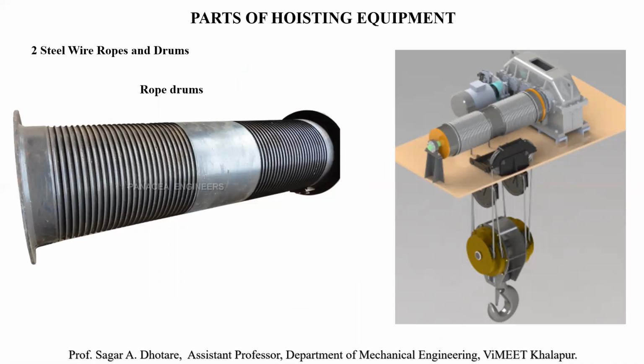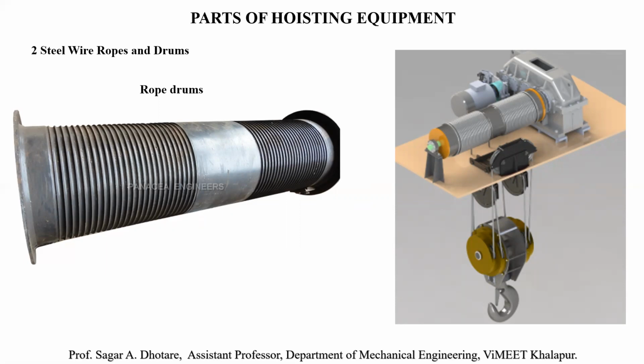Then, second, a few components which we can see: a steel drum, steel rope, and steel drum. So these steel drums are normally used as in a right side hand. You can see the total assembly of an EOT crane, where the steel drums are used to wind up.